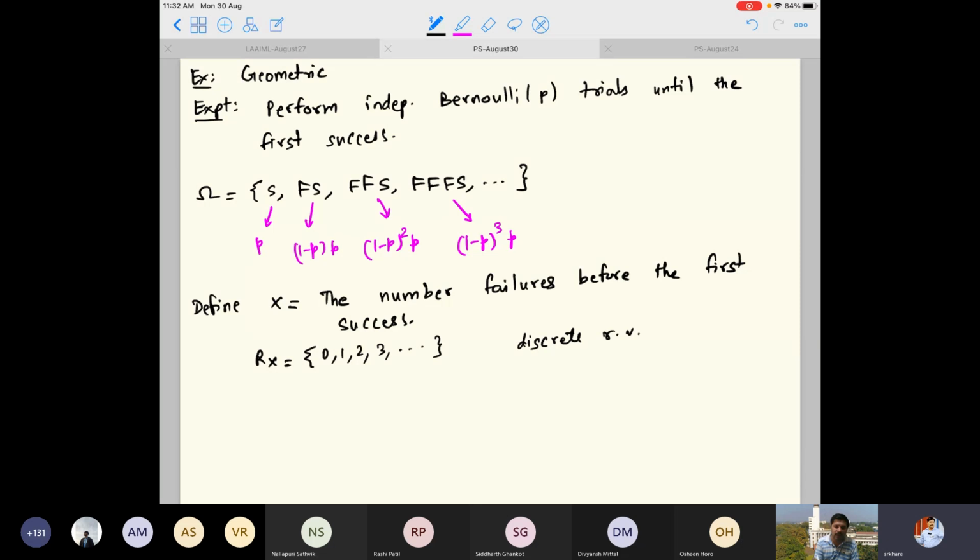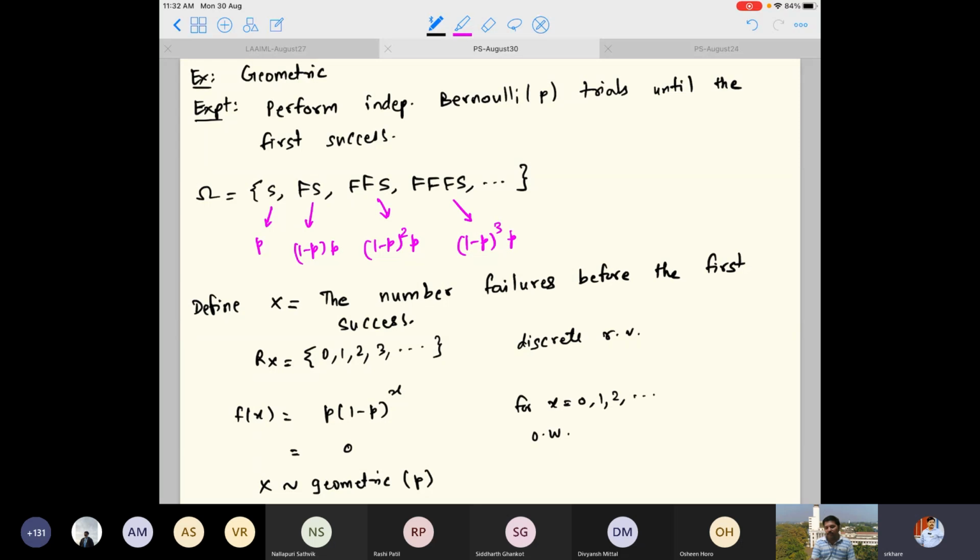So this is the random variable, and now Fx, the PMF. What is the PMF? You can see the PMF is this for x equal to 0, 1, 2, and so on, and is equal to 0 otherwise, right? That's the PMF. And we say X follows geometric P. P is the parameter, the probability of success.